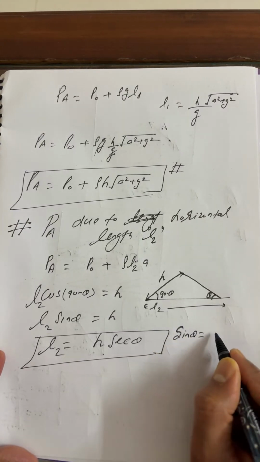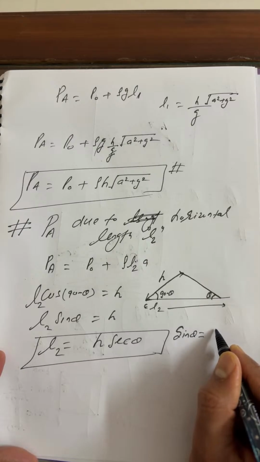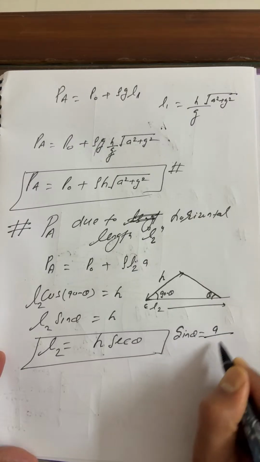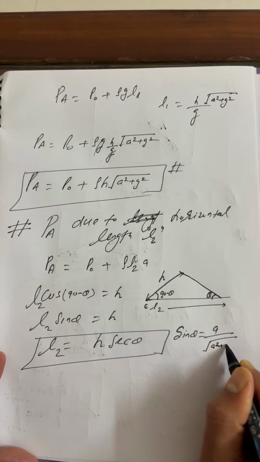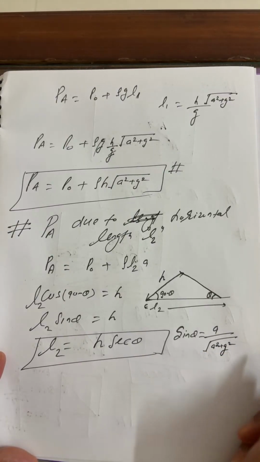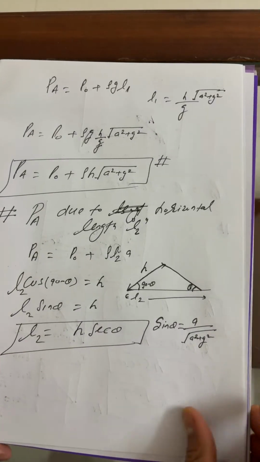Sine theta. So what is this? Sine theta is, tell me. This is A upon root of what, student? A square plus g square. Right, my dear? Already I approved, students.